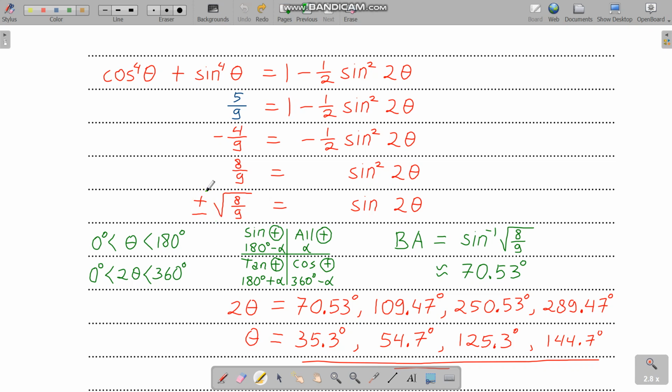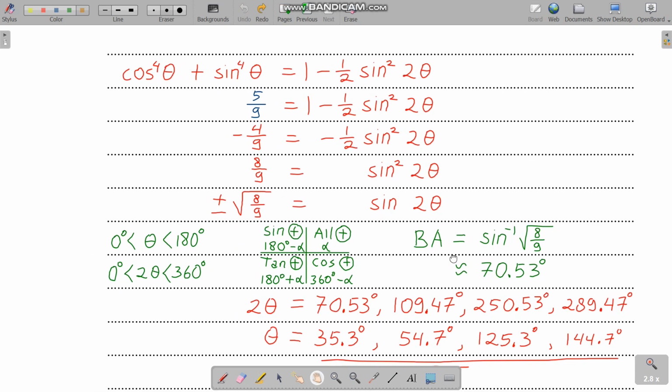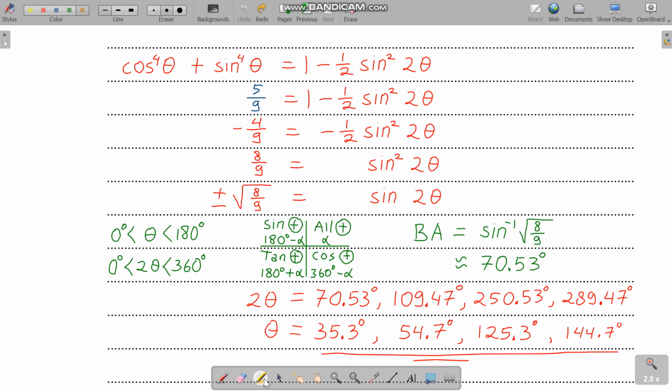Now to find the theta, we need to find the base angle. So the base angle is using inverse sine because it is sine. So inverse sine, to find base angle, we have to use something positive. So we use positive root 8/9. We get the angle in the first quadrant, the base angle.